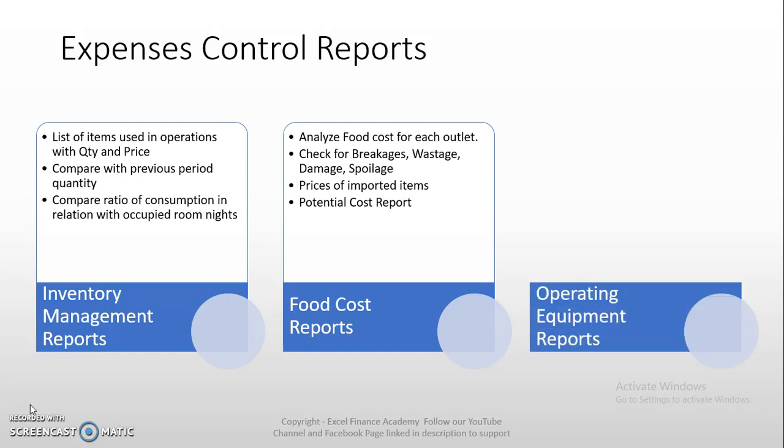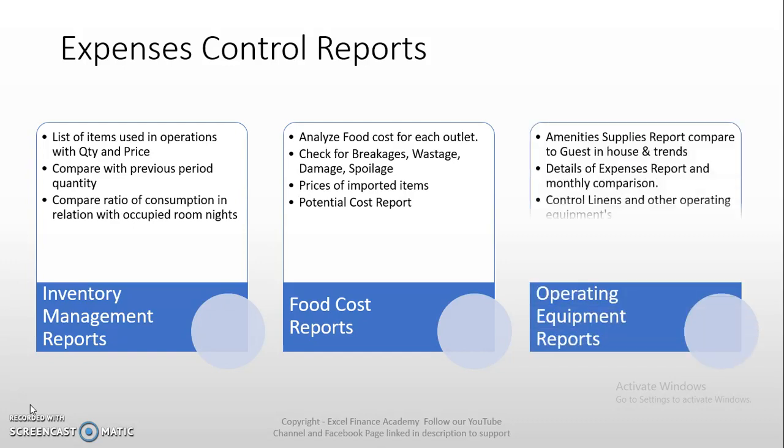Then you have operating equipment reports, which are mostly the amenity supplies and details of expenses. And then you can control the linens and the other operating equipment. The operating department should be timely replacing the damaged items so that it doesn't hit one month's P&L. So these are all the expense control reports.